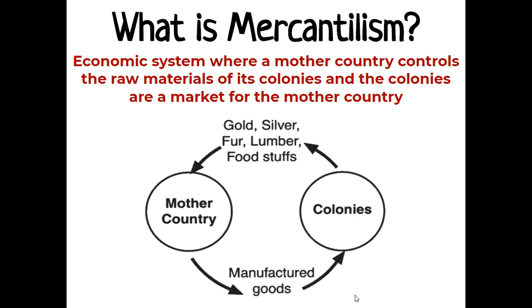So our basic definition of mercantilism: this is the economic system where a mother country controls the raw materials of its colonies, and the colonies are a market for the mother country. What we mean by a market, just like if you go to the grocery market or the grocery store, is that those colonies then become a place where those manufactured goods can be sold. This makes the mother country more money.